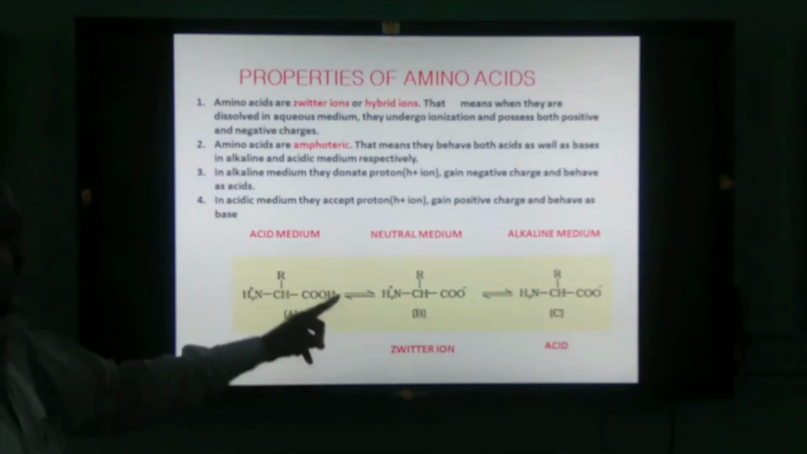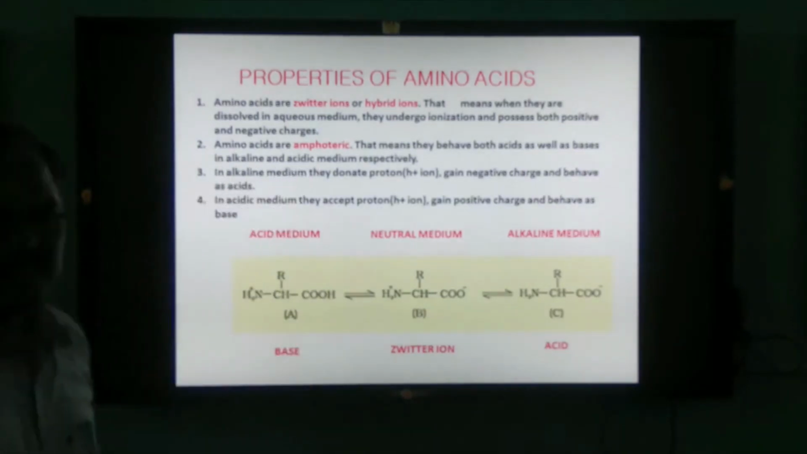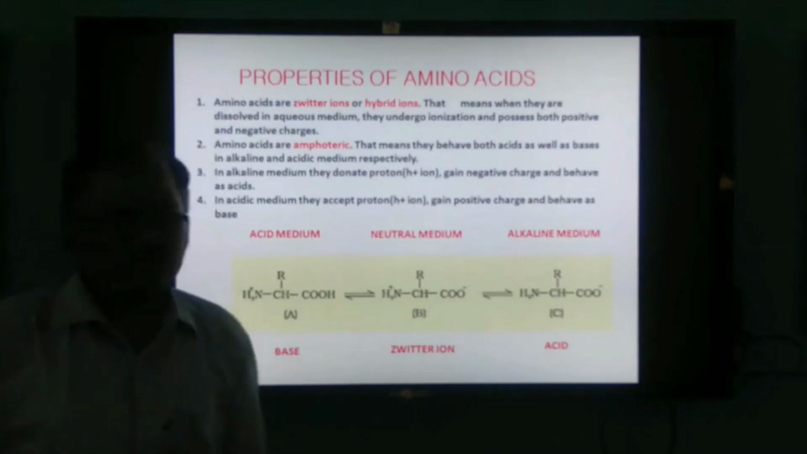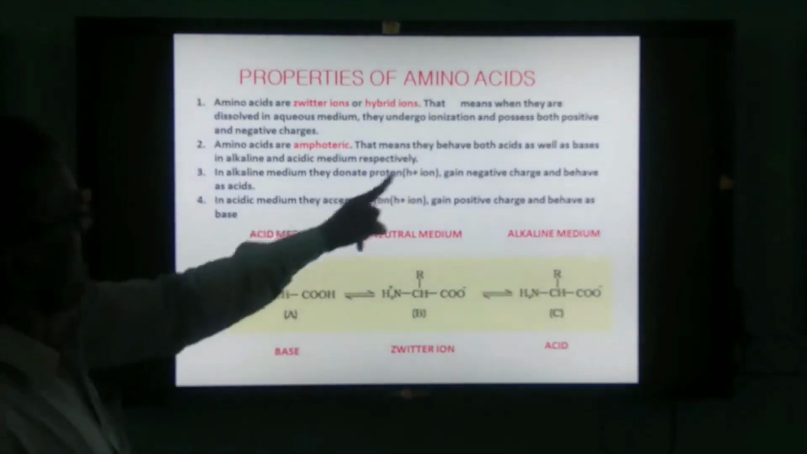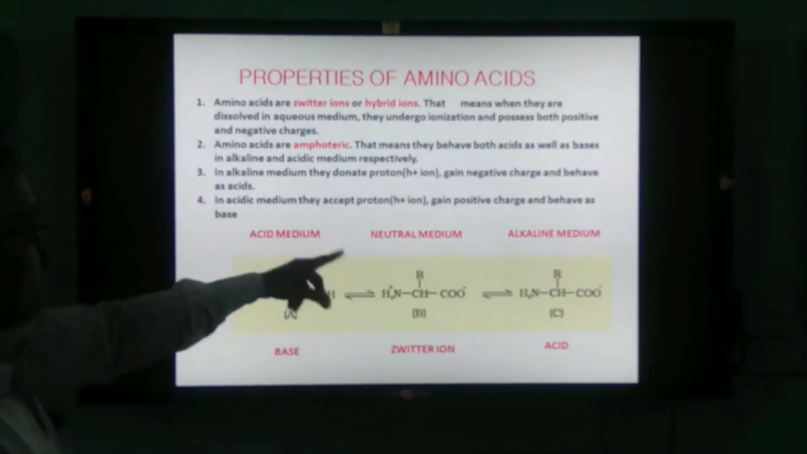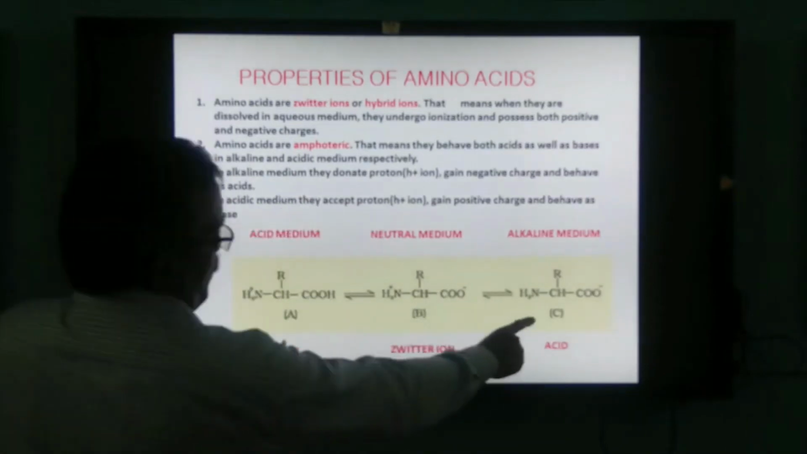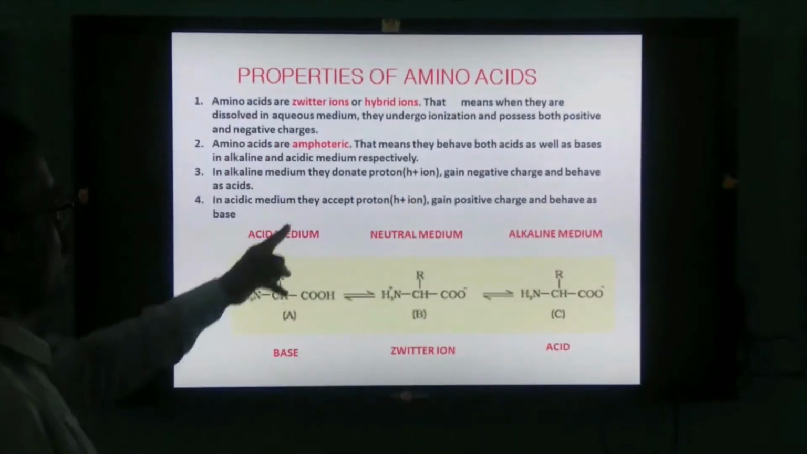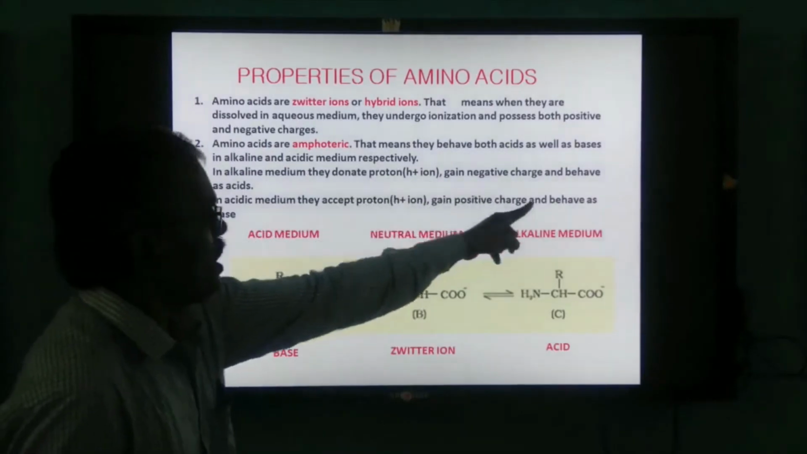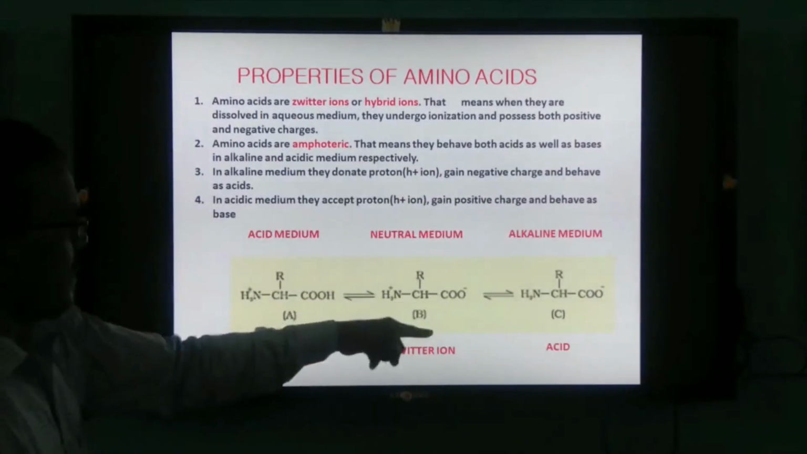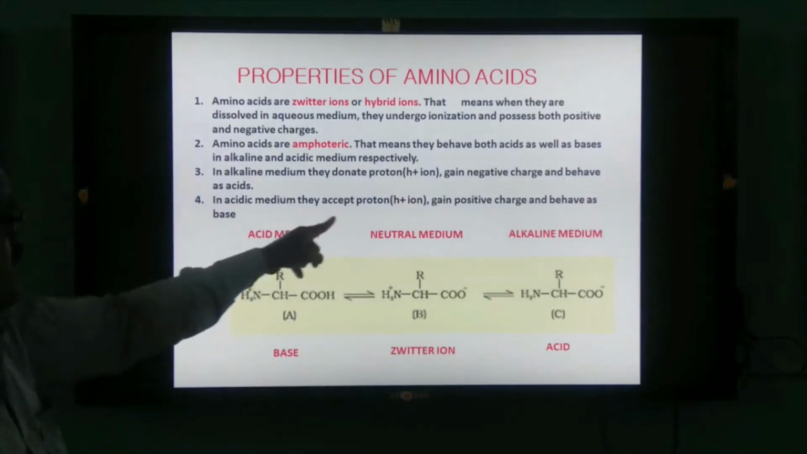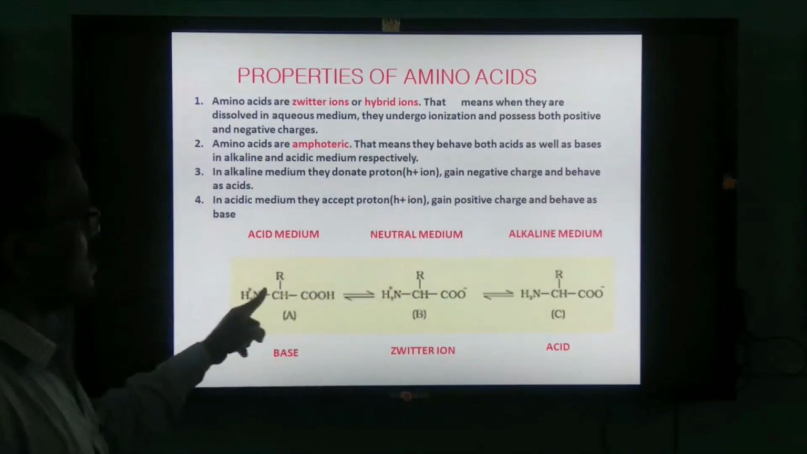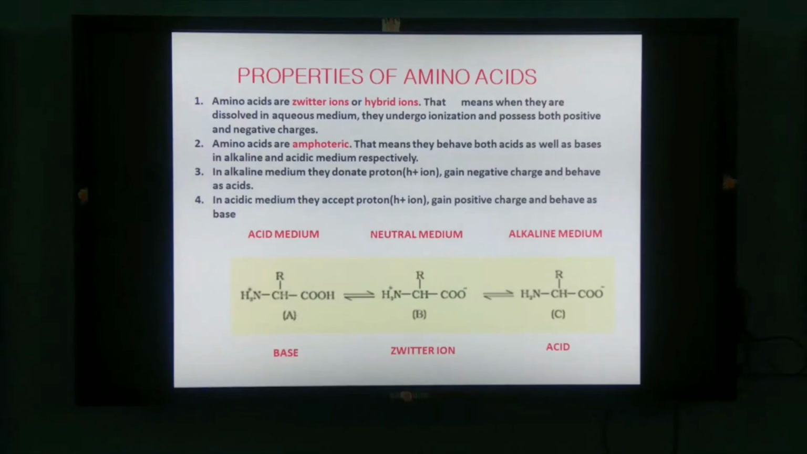Yes, amino acids are amphoteric. Why is it called amphoteric? It contains both basic as well as acidic groups. In alkaline medium, what will happen? They donate one H plus from this, making it negatively charged. So they donate H plus ion, gain negative charge and behave as acids. Whereas in an acidic medium, they accept a proton on the ammonia group, gain a positive charge and behave as a base. So these are the properties of amino acids.